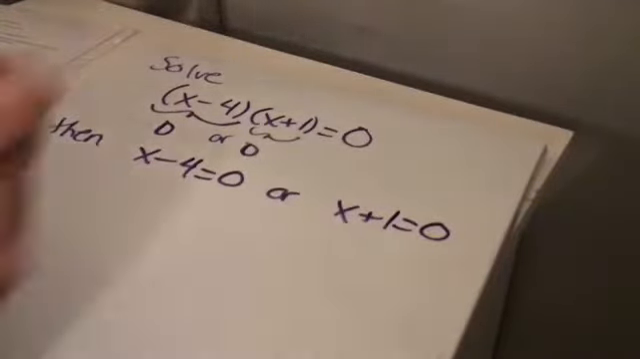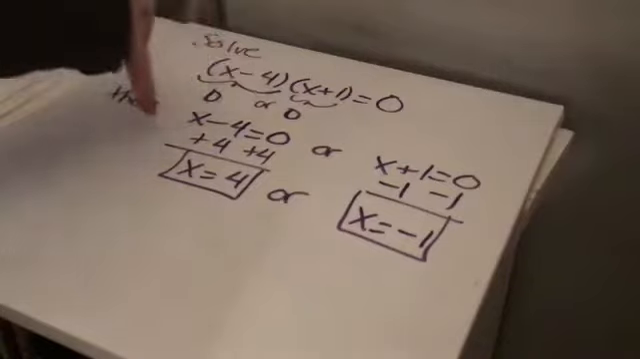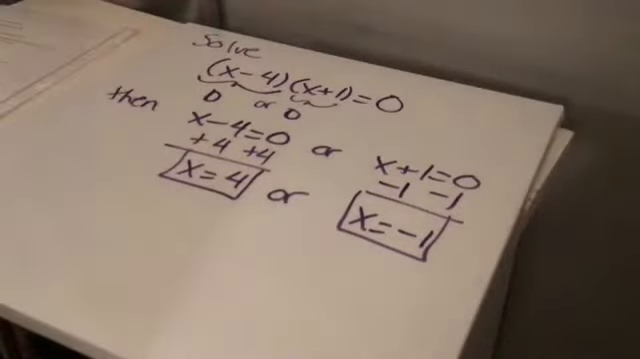So we're going to add 4 to both sides and get that x is 4. Or here, we solve this one. We're going to subtract 1 and get that x is -1. So we get 2 answers or 2 solutions for x, okay, using the zero product property. It's already factored for us. Then set each factor equal to 0 and solve, okay?